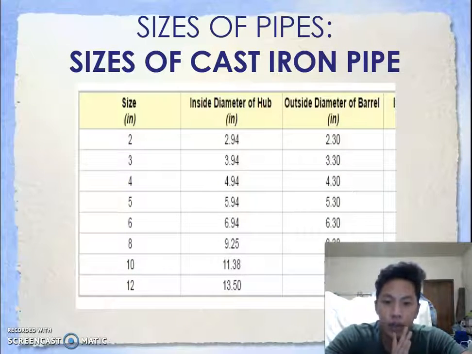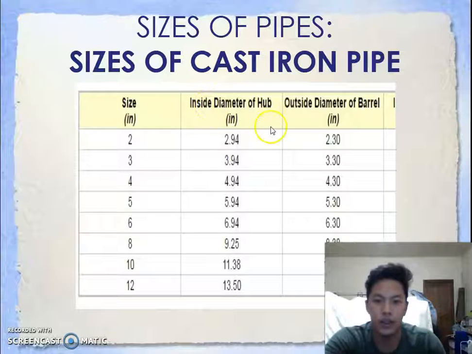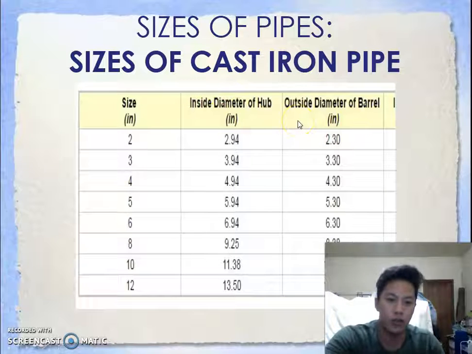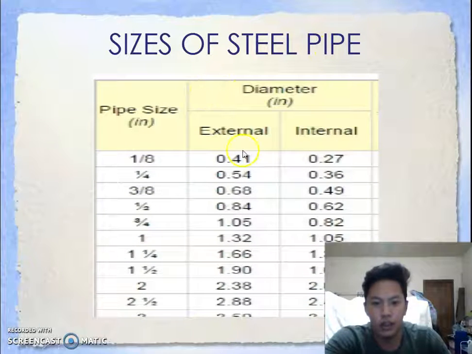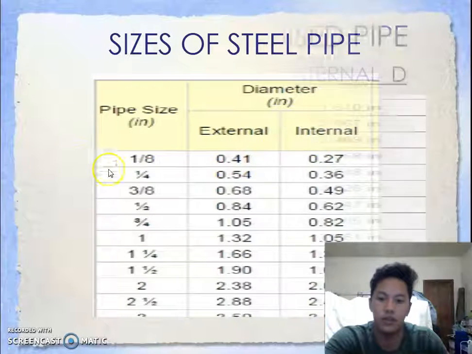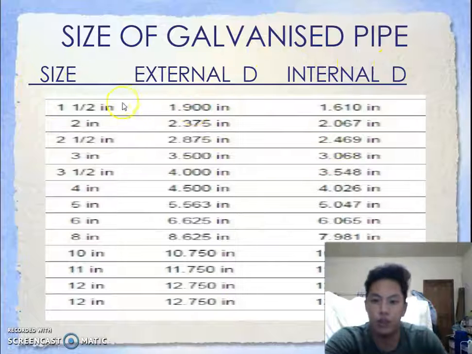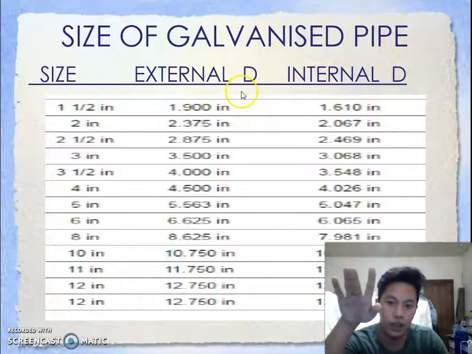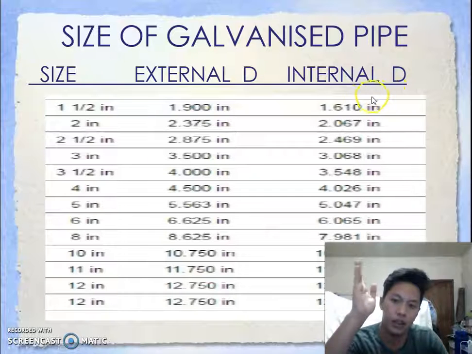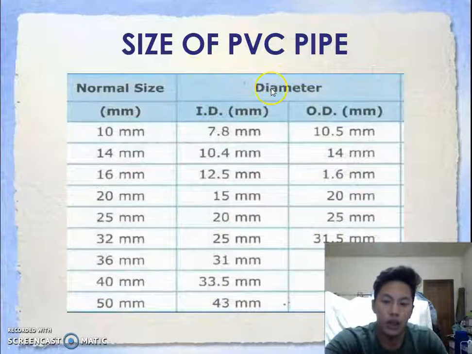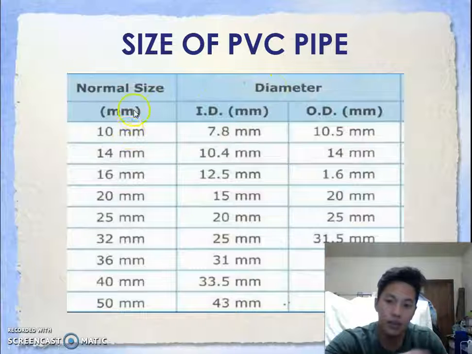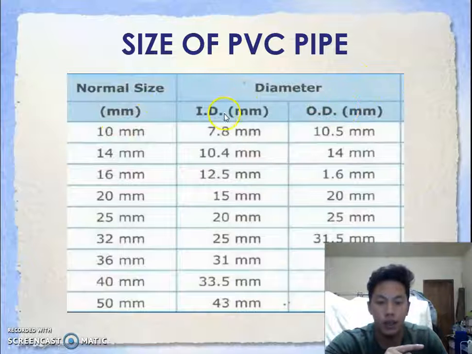This is an example table of sizes of pipes. Size of cast iron pipe is in inches diameter, the inside diameter and the outside diameter of the barrel. And the size of steel pipe: as you can see, the external and internal diameter and the pipe size. Size of galvanized pipe: this is the size on the left side, the middle one is the external diameter, and then the internal diameter, using units in inches. Size of PVC pipe, the color blue: the normal size is in millimeters. The unit we use is millimeter, and the diameter is inside and outside.